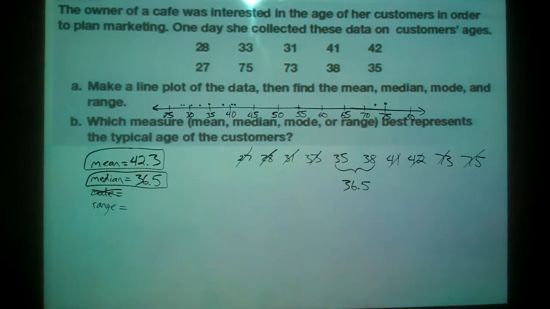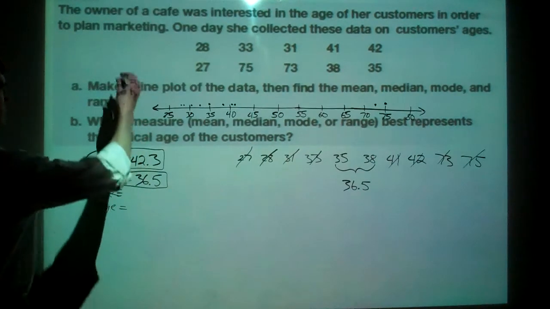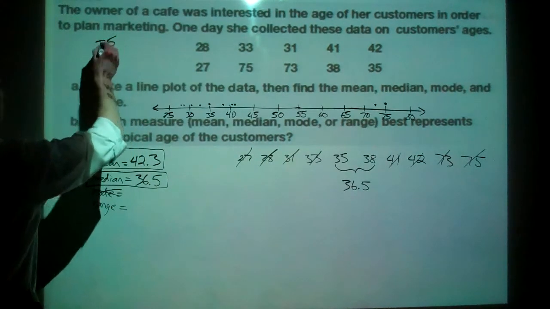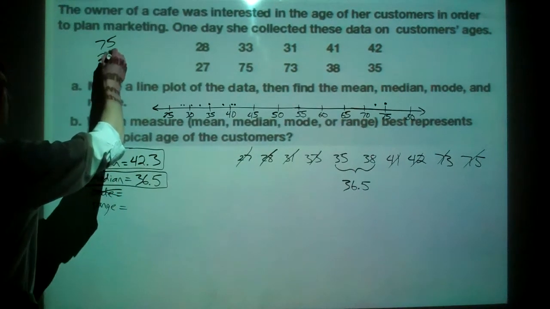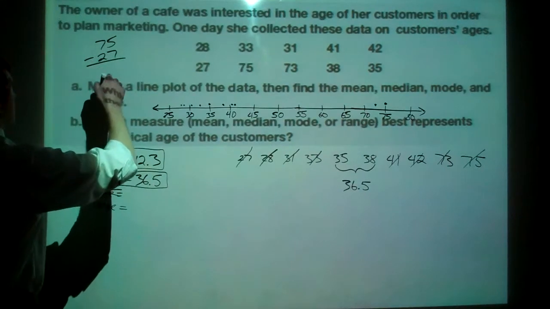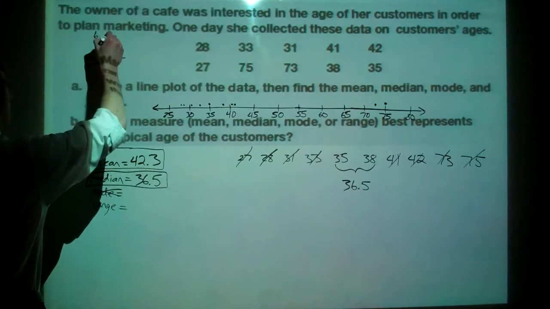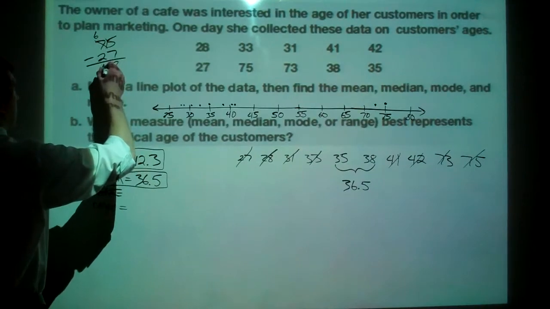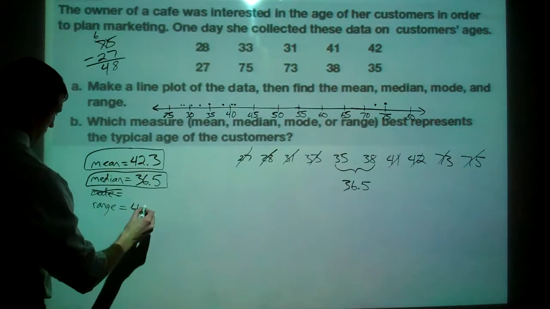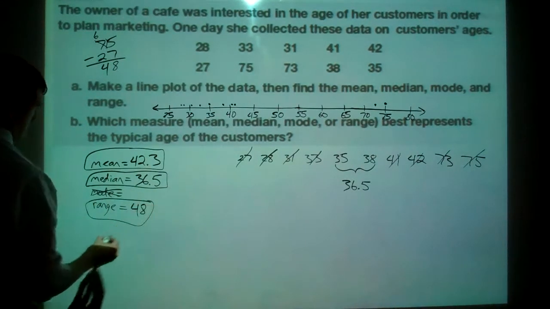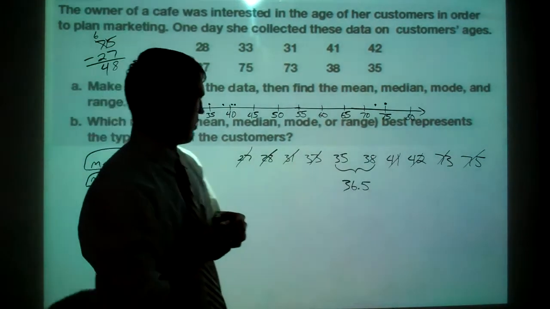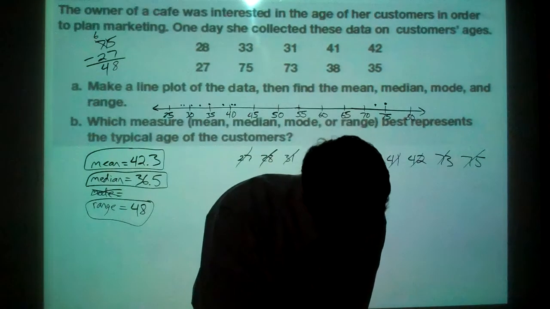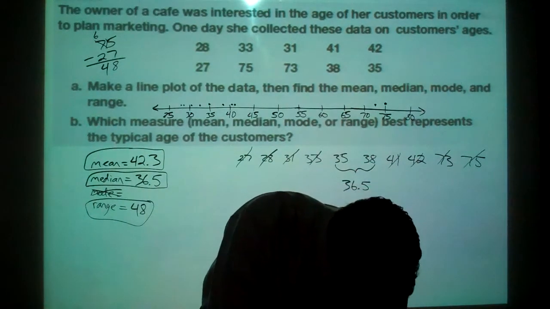Our range is your highest age minus your lowest age. Our highest age was 75, and our lowest age was 27. If we subtract those, we get 48 for the range. And now it asks us which one best represents the typical age for our data.